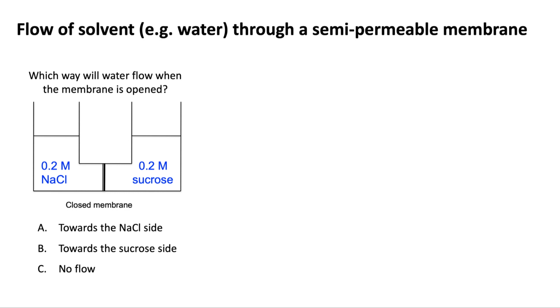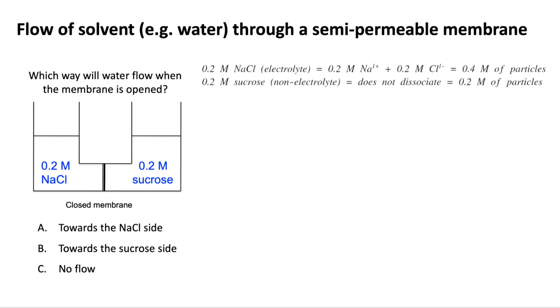Well, that's not right, because that's not taking into account the number of particles that dissociate from the molecules. We said sucrose is a non-electrolyte. It's not going to dissociate, but sodium chloride is an electrolyte. So if we take that on top, we have 0.2 molar of sodium chloride, but that will dissociate into 0.2 molar of sodium and 0.2 molar of chloride. Since you get one sodium and one chloride from one molecule of sodium chloride, then the total number of particles is 0.2 plus 0.2, or 0.4 molar from the sodium chloride. 0.2 from the sodiums, 0.2 from the chlorides, total particles 0.4.